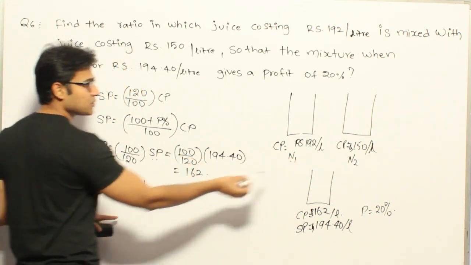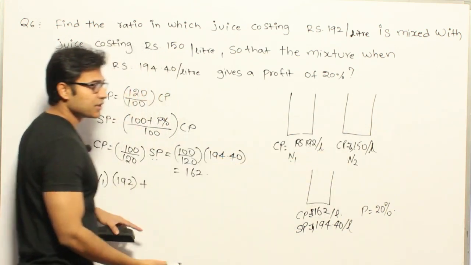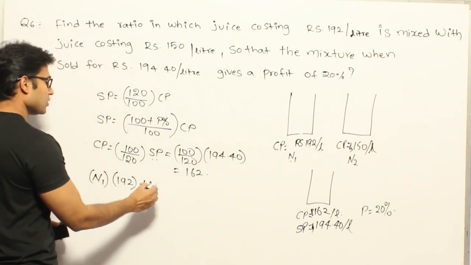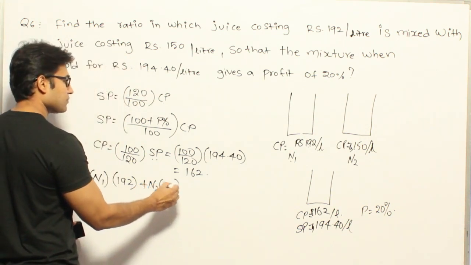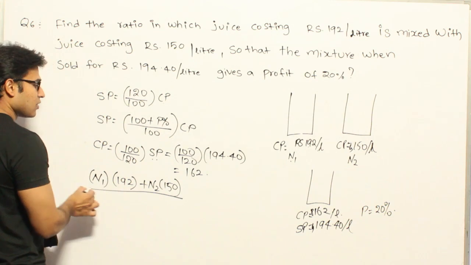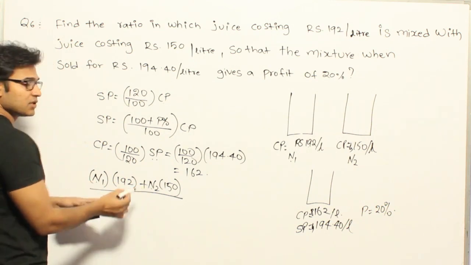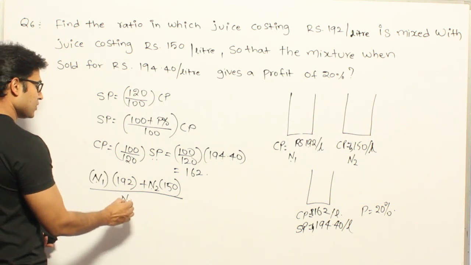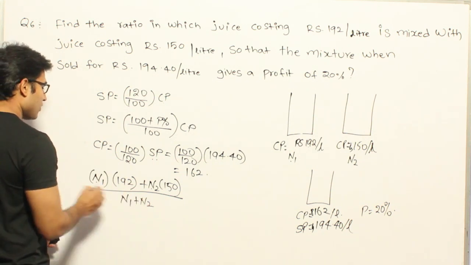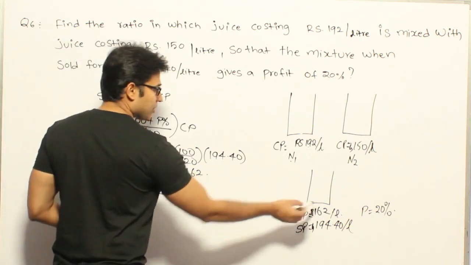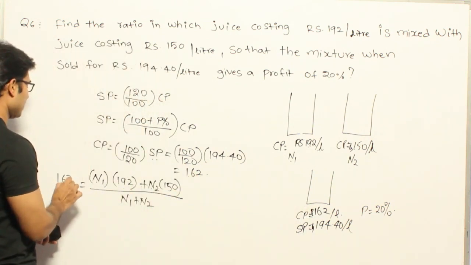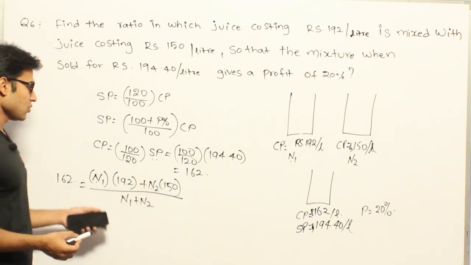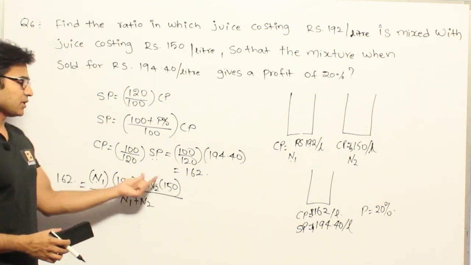And what is the cost from this juice? If you assume that you are taking N2 liters, and if for 1 liter the cost is 150, then it is going to be N2 into 150, right? And what is the average cost? N1 plus N2 is the total amount of juice we are forming in the mixture. So the average cost has to be this one. Now they are saying that the average cost happened to be 162, right? Now if you see this, it is in the form of the alligation formula, so you have to just find out the ratio between N1 and N2.